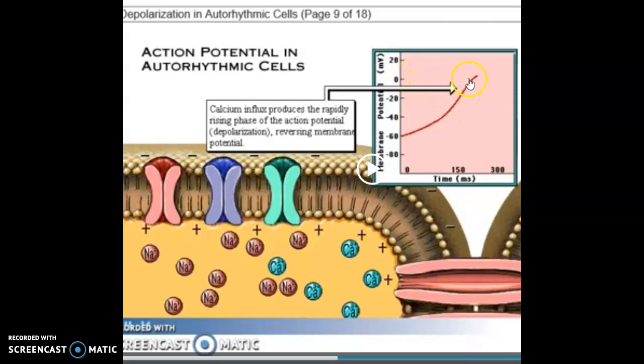Notice though, as soon as we cross 0, now look, our charge is positive. Because what's above 0? Everything positive. What's below 0? Everything negative. So as soon as we cross that, the term for that, which you need to know, is called reversing membrane potential. As soon as we reverse membrane potential, that was the kind of the trigger for the potassium channels to open. So when the potassium channels open, we're going to get into our third phase, which is going to be our repolarization, where our voltage is going to drop again back to our resting membrane potential. So let's watch that.